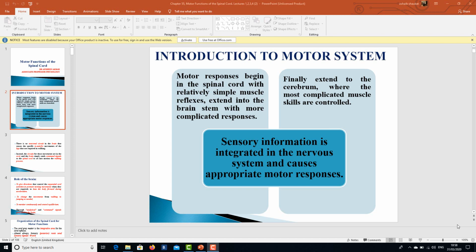Sensory information is integrated in the nervous system and causes appropriate motor responses. Motor responses begin in the spinal cord with relatively simple muscle reflexes, extend into the brainstem with more complicated responses, and finally extend to the cerebrum, where the most complicated muscle skills are controlled.